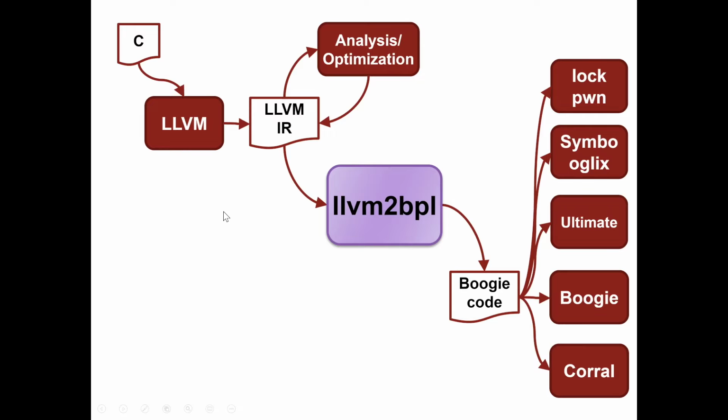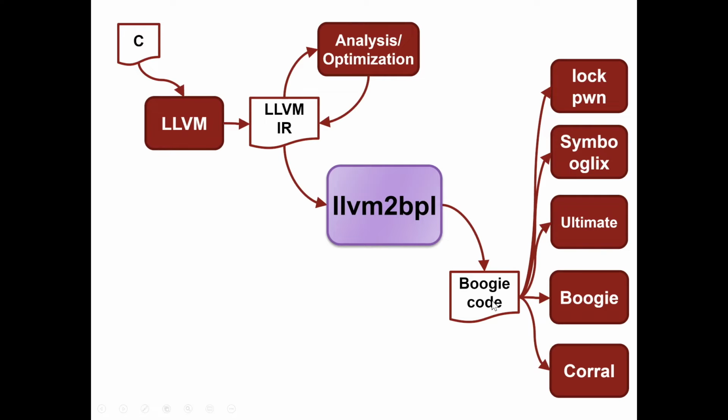And this is a tool flow that we've been using for years now, where we're mainly focusing on C, which is processed by Clang and LLVM into LLVM-IR, where we use a bunch of analysis optimizations that are built into LLVM to simplify it. And then the core of SMAC is this LLVM to BPL module that translates LLVM-IR into Boogie code.